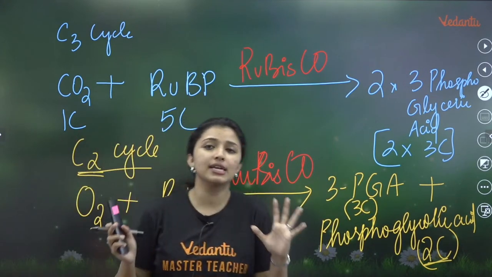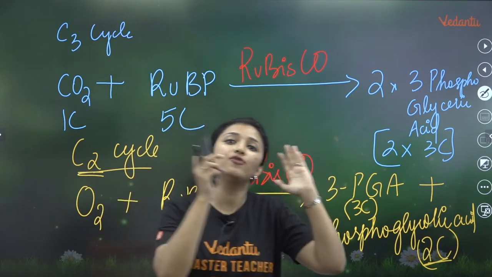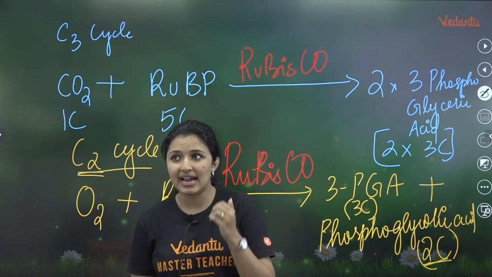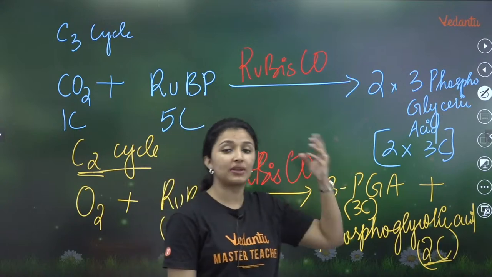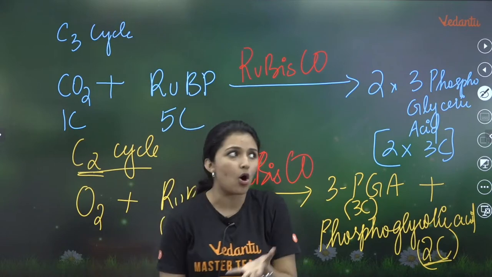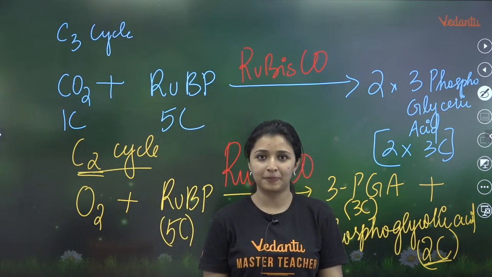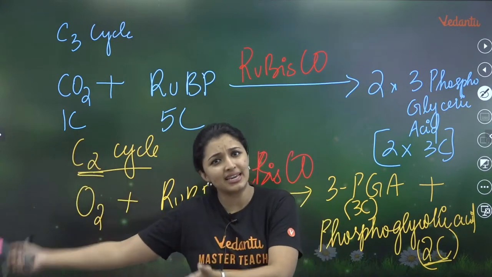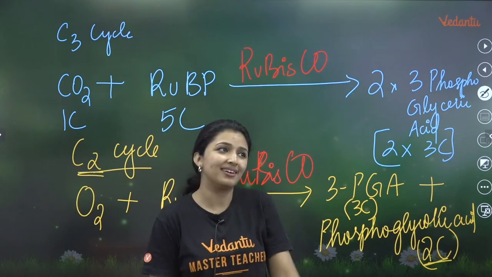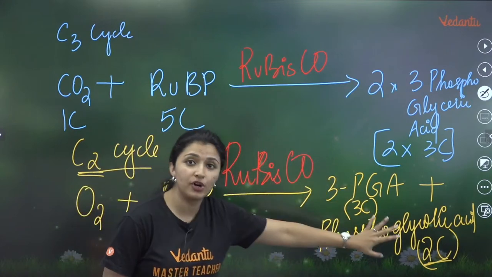If rubisco finds that there is more oxygen and less carbon dioxide, it will go and fix oxygen. Now in our atmosphere, we have more oxygen: about 21% oxygen and only 0.03% carbon dioxide. So obviously rubisco is like, I'm going to go with oxygen only. It's not even going to look at the carbon dioxide molecules. It'll be like, I found oxygen, so I'm going to fix oxygen only. And fixing oxygen is such a wasteful process.